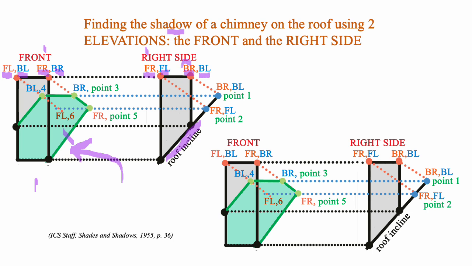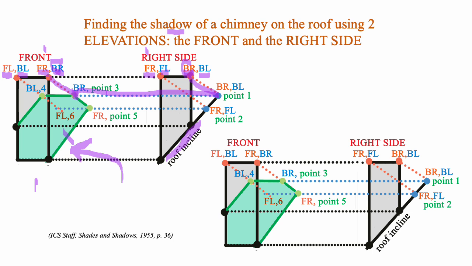So let's start with the back right corner. A light goes down and hits point 1 on the roof. That's as far as the light can go. It hits the roof and it stops. And we transfer that position over to the front view. And we're doing the back right corner, which is this one. Light ray goes down and hits that line at point 3, and so this is a point on the shadow.